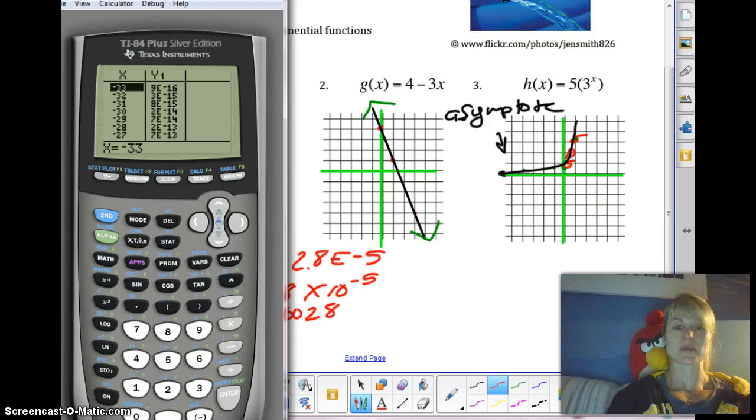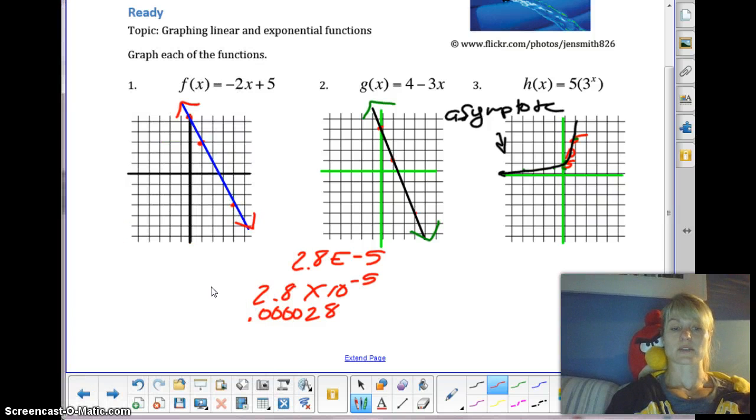Okay, that's asymptote. So that's going to be it for tonight. So you're just going to make sure you understand those calculator functions. No questions, just notes. Make sure you get the right keys for the calculator to get that table and to know what that E means.